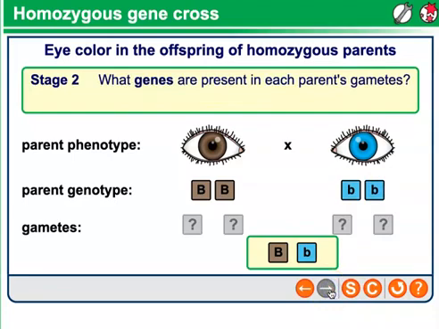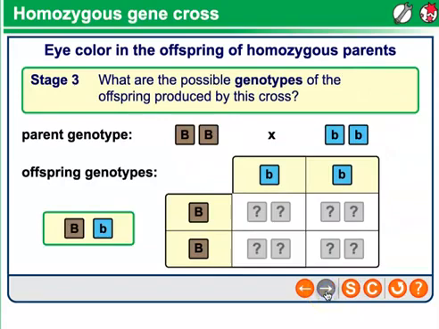Stage 2, what genes are present in each parent's gametes? The brown-eyed individual only has the gametes for brown eyes. The blue-eyed individual only has the gametes for blue eyes. Stage 3, what are the possible genotypes of the offspring produced by this cross? This individual only has a lowercase b to give, whereas this individual only has an uppercase B to give.